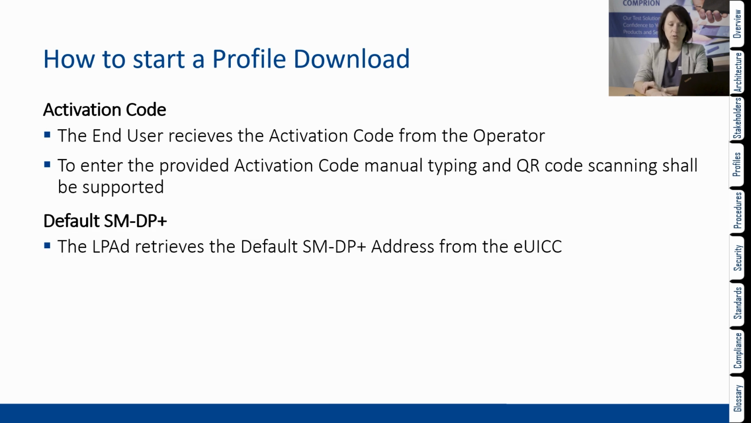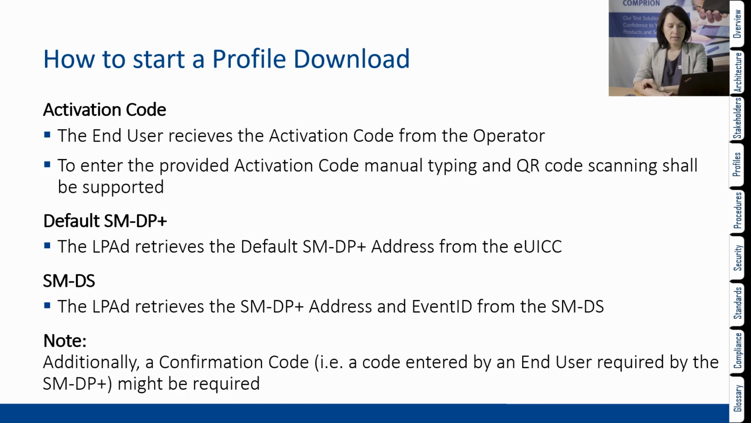An alternative way is to use the default SM-DP+ address. You remember this function of setting and changing of the default SM-DP+ address. This can be used for this purpose. And in this way, the LPA retrieves the default SM-DP+ address from the eUICC. In the SM-DS way, the LPAd retrieves the SM-DP+ address together with the event ID from the SM-DS. So the SM-DS will know the SM-DP+ address in this case.